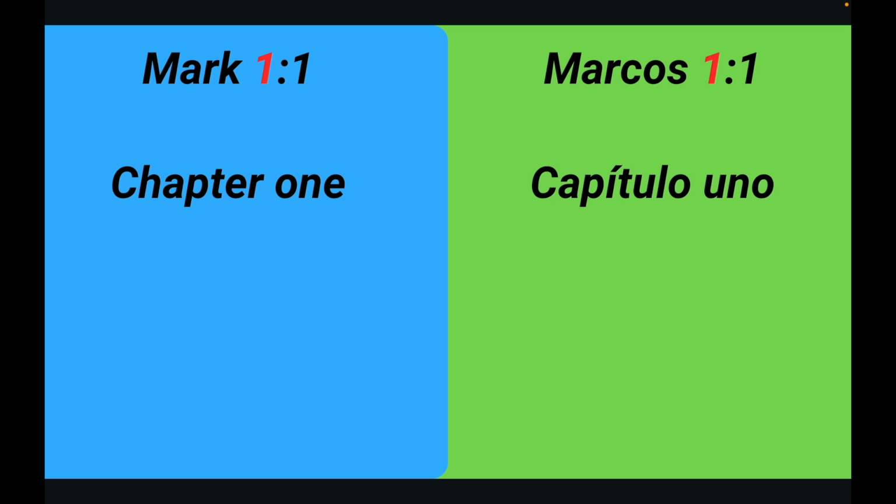Now, let's talk about the numbers, because we have to reference the verses that we're looking at. We're starting with Mark 1:1, so this is a great time to introduce the first counting number, uno, one. In English, we say one. In Spanish, we're going to say uno. Now, if we want to say chapter one, we'll say capítulo uno, chapter one.